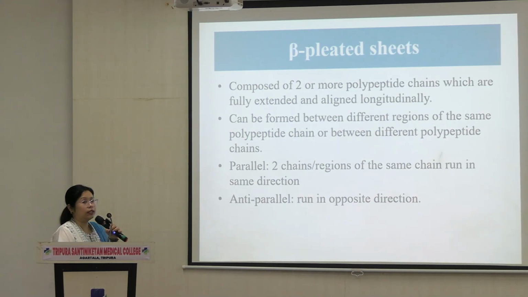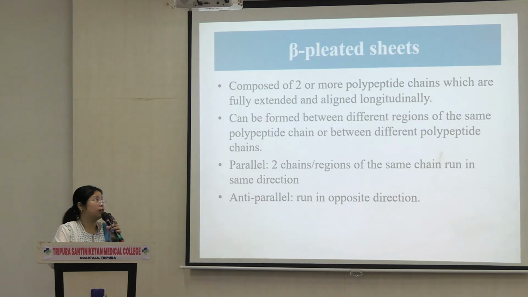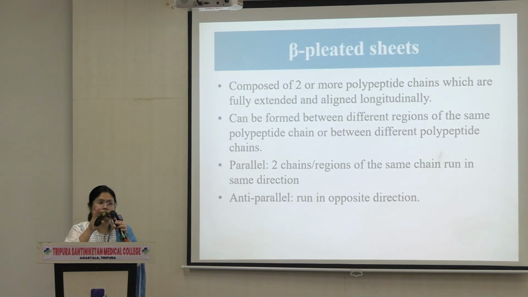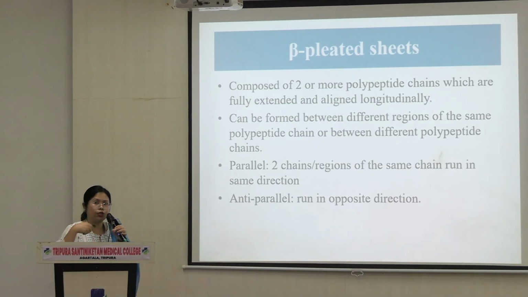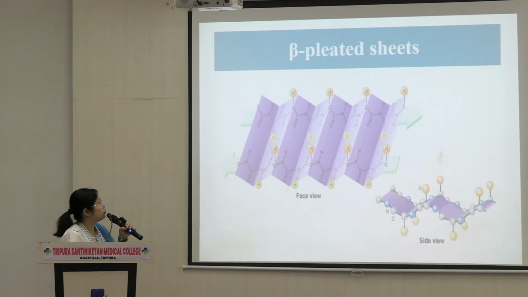Good. Then the other form of secondary structure is beta pleated sheets. What are they? Now this was the coiling. If different polypeptide chains are arranged longitudinally, if we extend those polypeptide chains and they are placed longitudinally across each other, they will be looking like sheets. That is called beta pleated sheets.